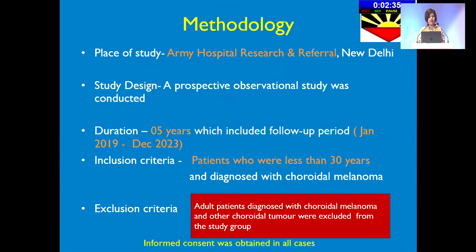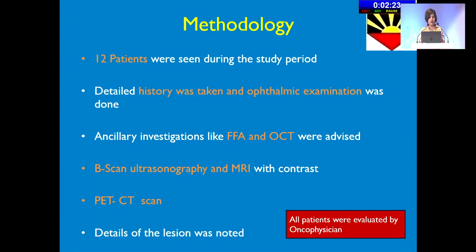So it was done at Army Hospital Research and Referral. It was a prospective observational study. It was done for 5 years, and patients who were less than 30 years and diagnosed with choroidal melanoma were included. The consent was obtained in all cases. 12 patients were seen during the study period.